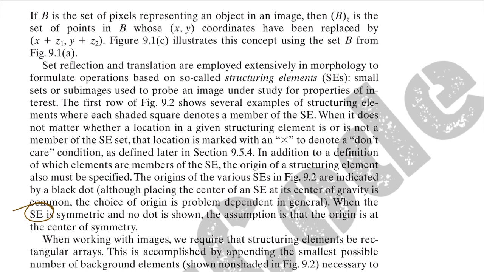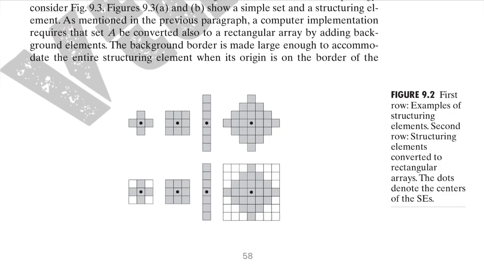And what else is needed? Nothing else. When the SE is symmetric and no dot is shown, the assumption is that the origin is at the center of symmetry. That means if it is symmetric, the origin will always be at the center. Next we have erosion and dilation.